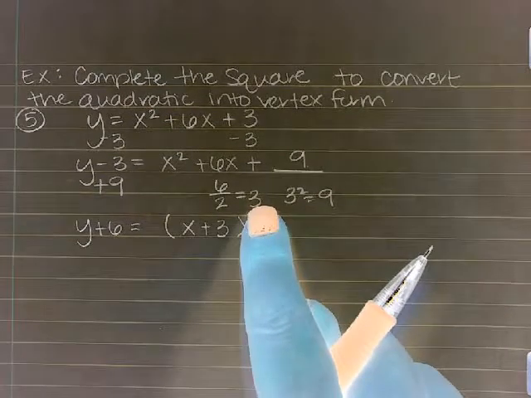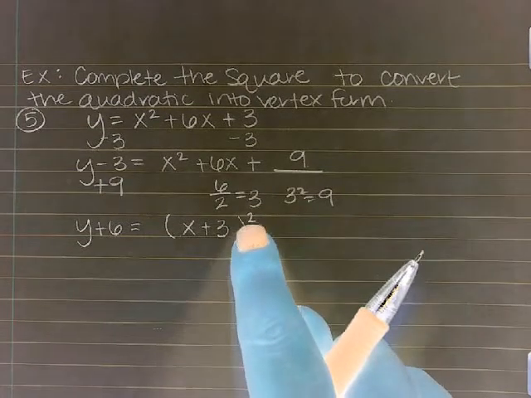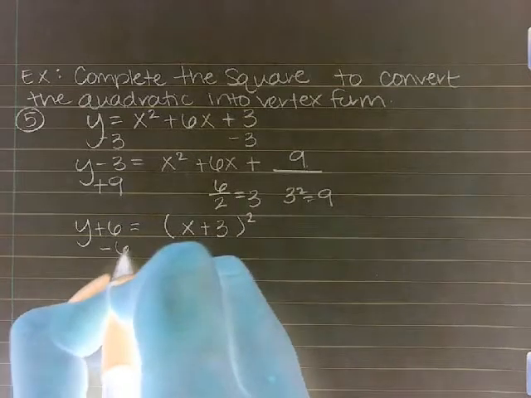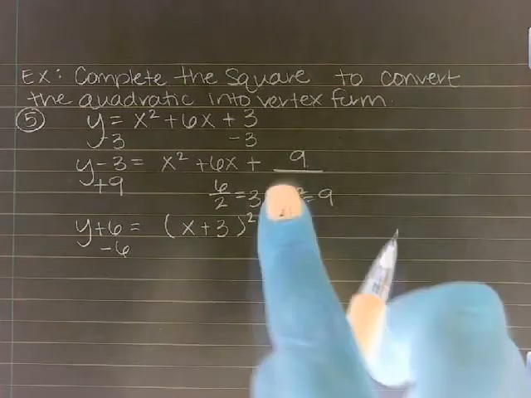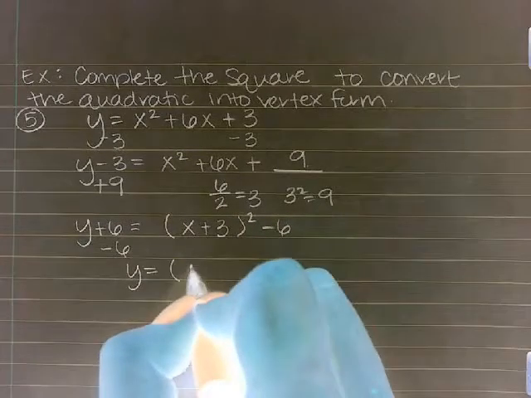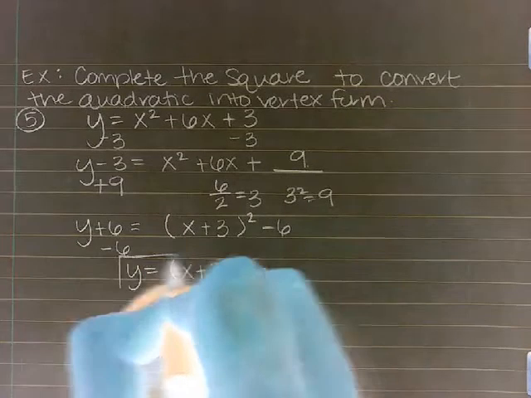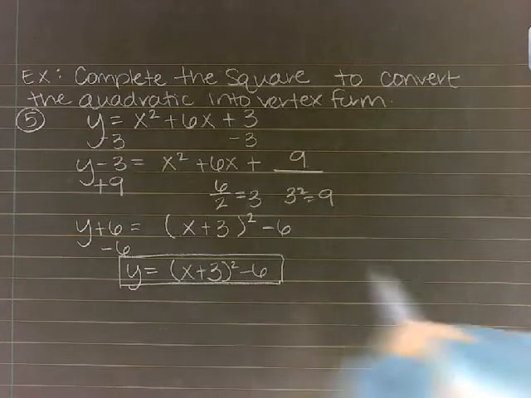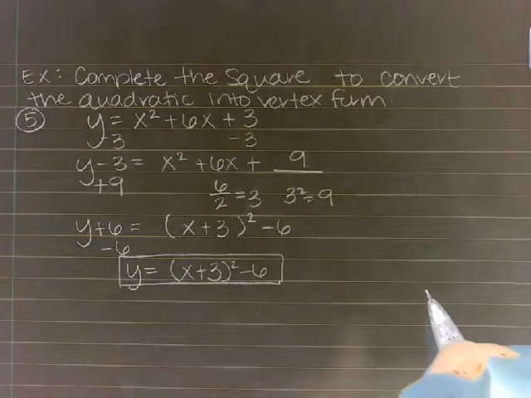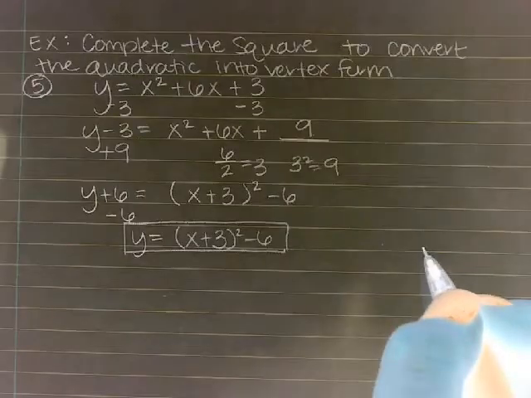Okay, what do I do now? I want to get the y by itself. Oh, I did. I subtract the 6 over. You were right, I was covering it with my finger. And so our vertex form is y equals x plus 3 squared minus 6, and we're done. It kind of has a nice little rhythm to it. Yeah, it's got like a nice little transition.